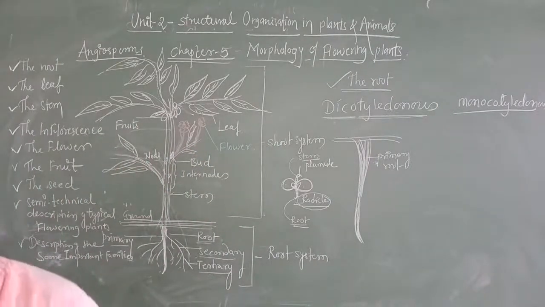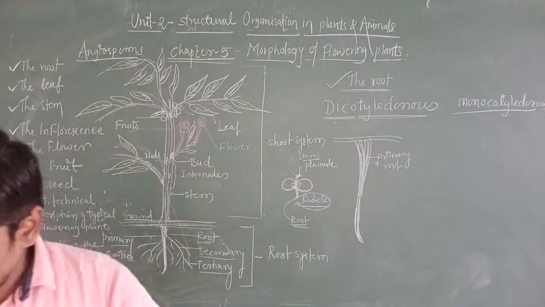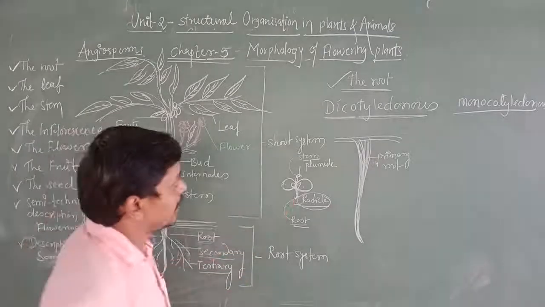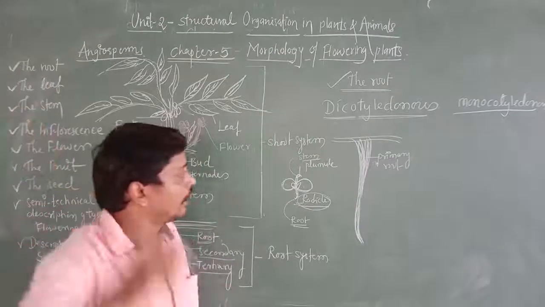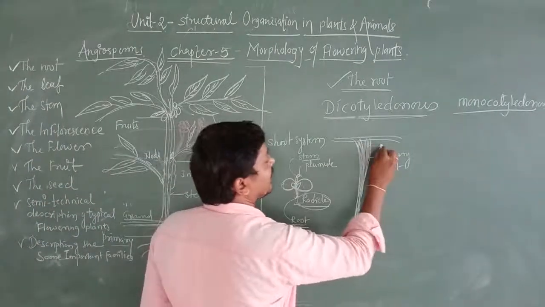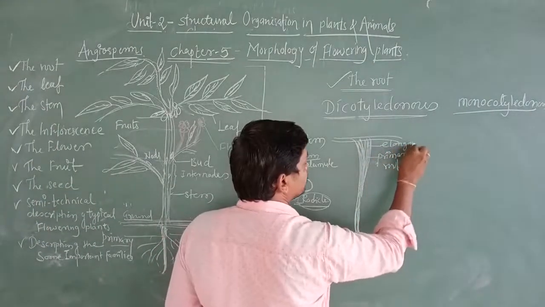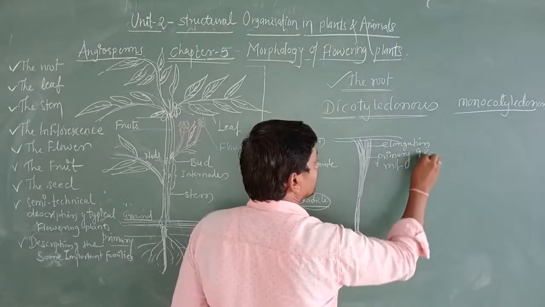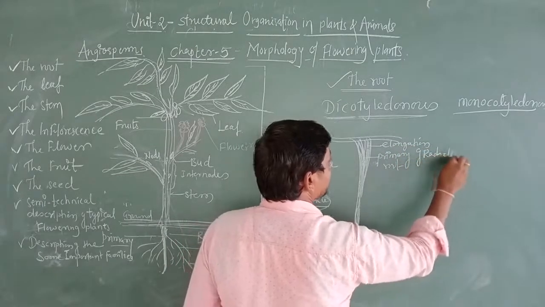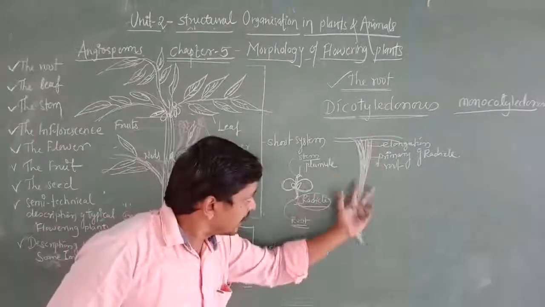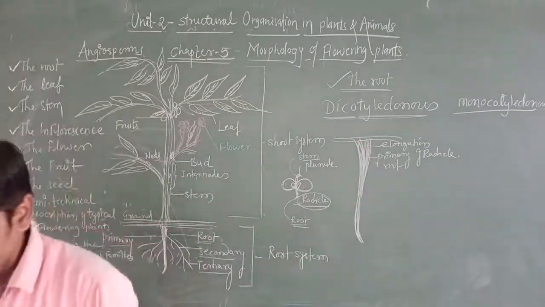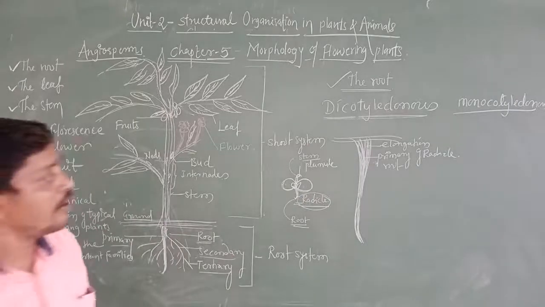What I told you: the direct elongation of the radicle. Elongation of the radicle. The elongation of a radicle leads to the formation of the primary root.